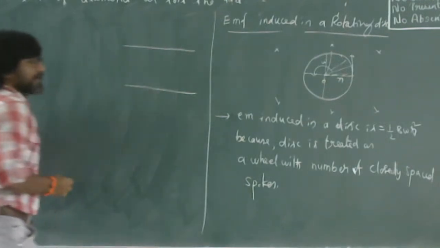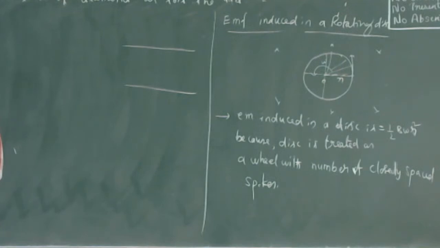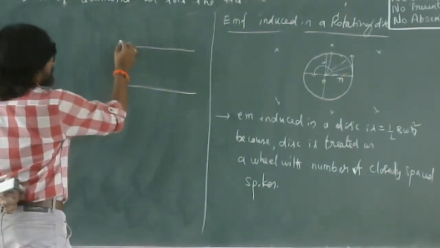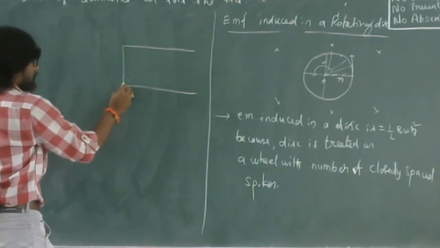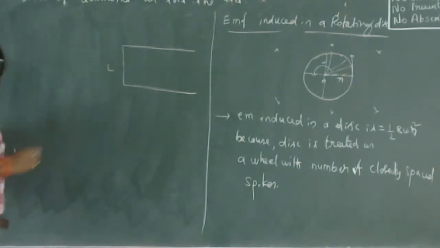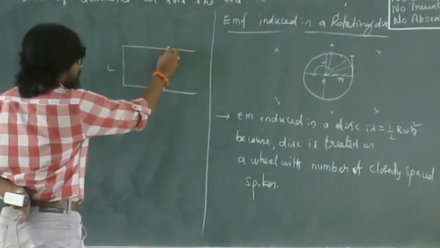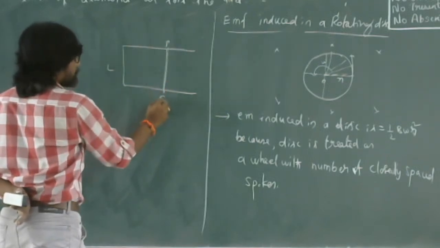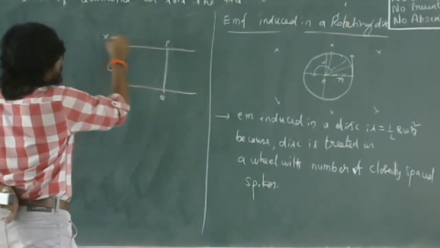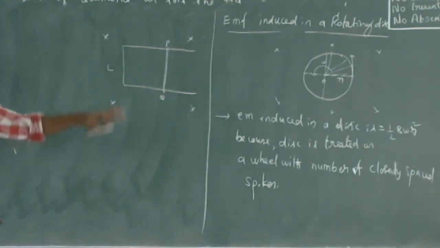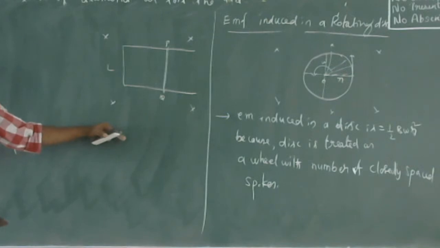There is a pair of tracks or rods which are separated by a length L, connected by a wire, you can say of length L here. On this, another mobile wire PQ is placed. This entire arrangement is placed in a uniform magnetic field.